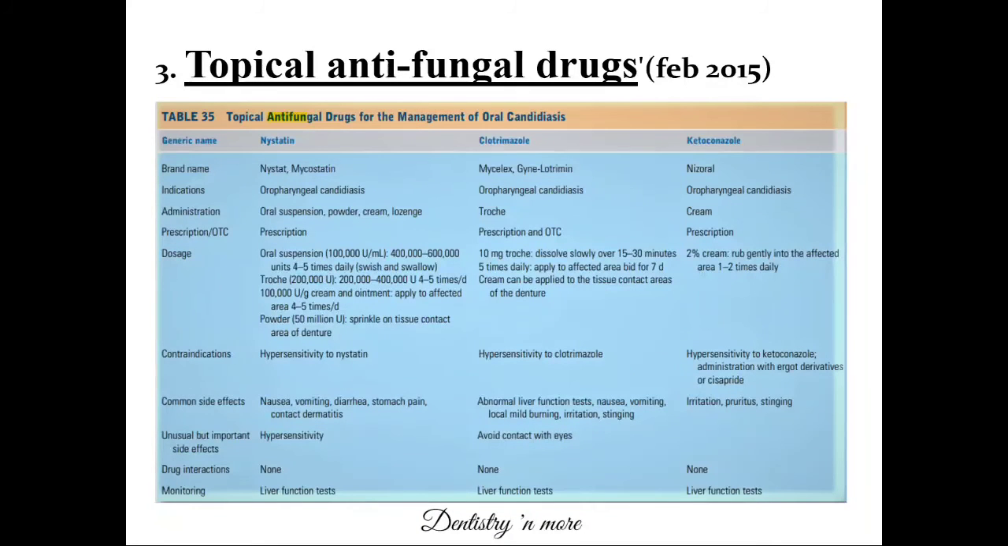Next is a question that I have also discussed in the previous session. One of the favorite questions to be asked is about the antifungal drugs. If specifically asked about topical antifungal drugs, you can go through Burket's oral medicine textbook, 11th edition itself. They have given a tabulated form of the topical antifungal drugs used for the management of oral candidiasis cases. They have enlisted 3 topical agents, that is nystatin, clotrimazole as well as ketoconazole.